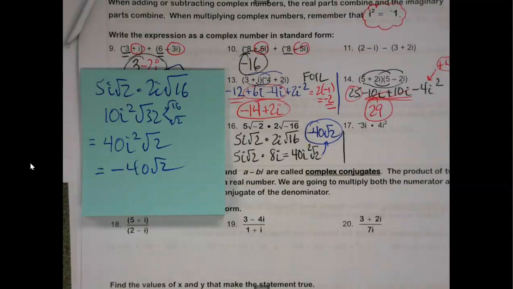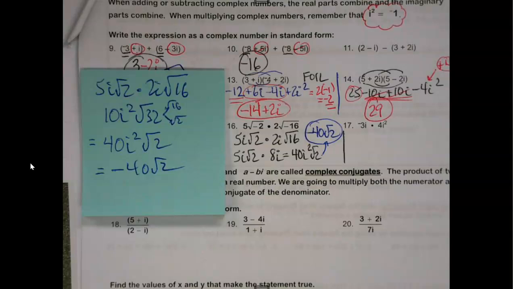So either the way I did it right under the problem is probably the way I'd go after it. I noticed the 16's a perfect square already, so I went ahead and broke that down. That's 4. So 4 times 2i would give me 8i right away. And then I just multiplied what's going on outside the radical. 40i squared, 40 times negative 1 is negative 40.